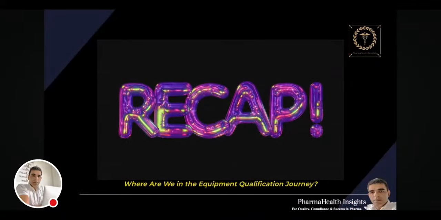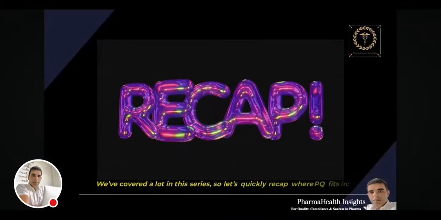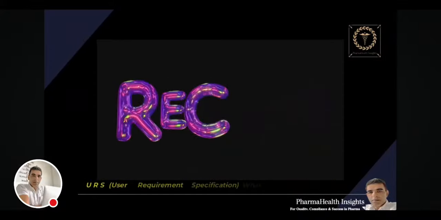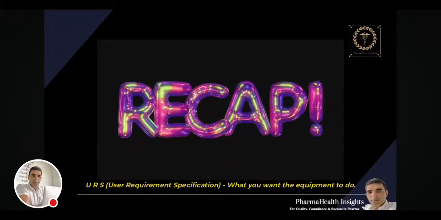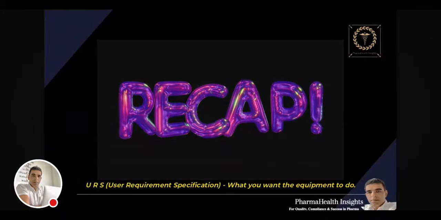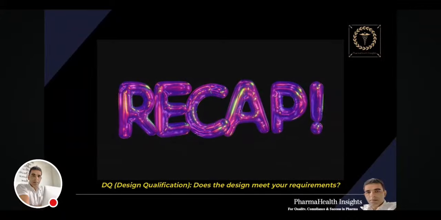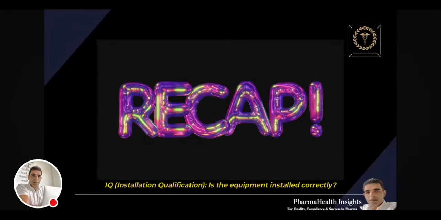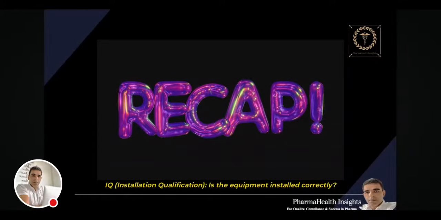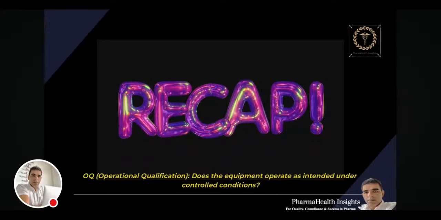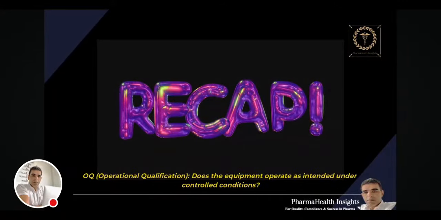Where are we in the equipment qualification journey? We've covered a lot in this series, so let's quickly recap where PQ fits in. URS, User Requirement Specification: what you want the equipment to do. DQ, Design Qualification: does the design meet your requirements? IQ, Installation Qualification: is the equipment installed correctly? OQ, Operational Qualification: does the equipment operate as intended under controlled conditions?